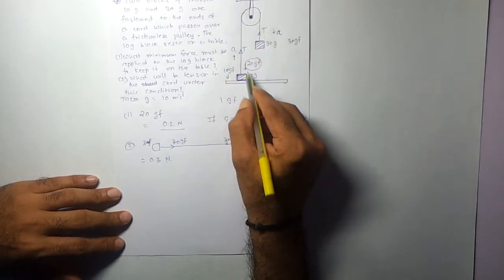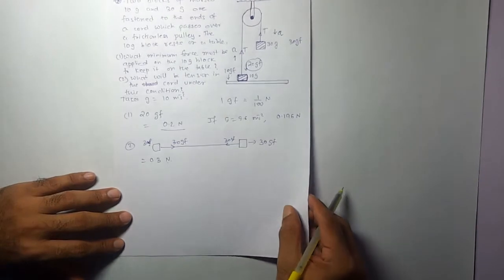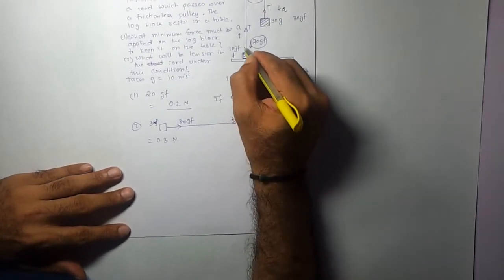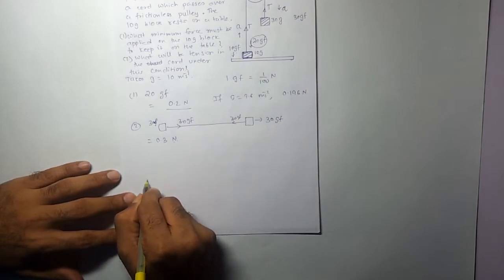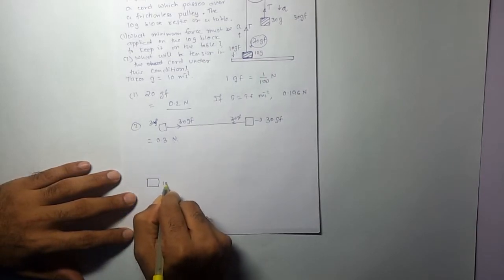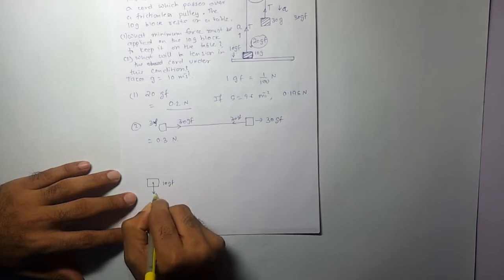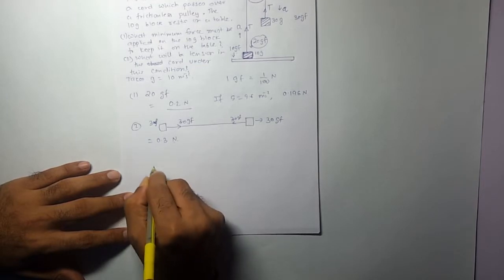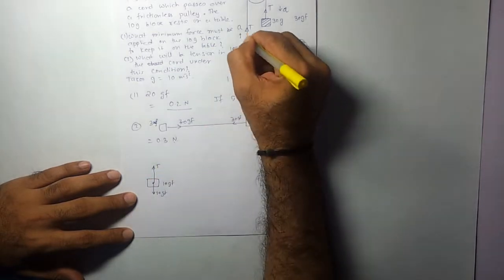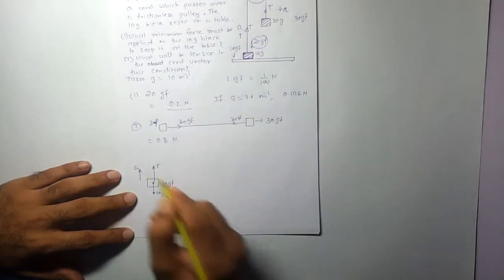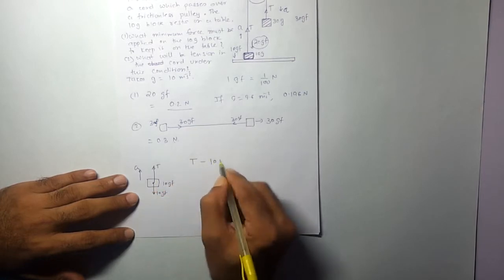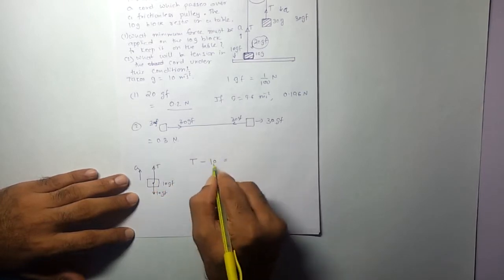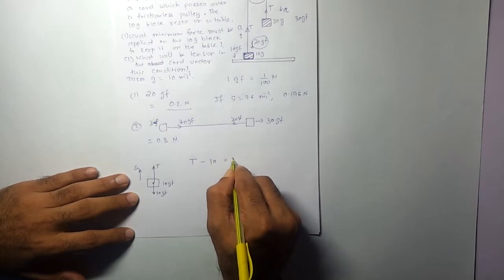So now let us look at this entire situation and look at the free body diagram for 10 gf. So let me show 10 gf over here, right? This is 10 gf, acting in the downward direction. In the upward direction I have tension, and this is moving with acceleration a. So I'll get the equation T minus 10 gf is equal to m, that is 10, into acceleration.